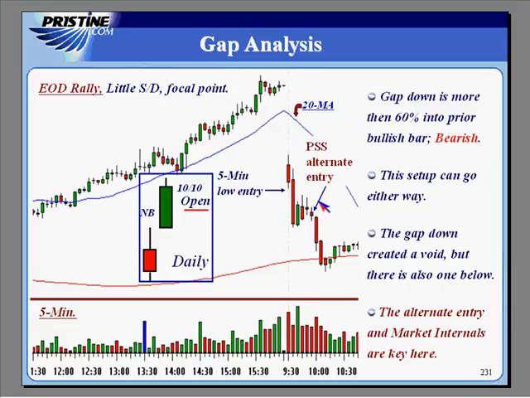You may not get the alternate entry, but here, we're showing you that it broke down and then it consolidated. We look at this bar by bar, topping tails, and it begins to break, and that gives us our alternate entry point, looking for a move down.